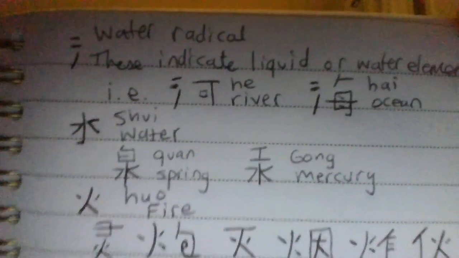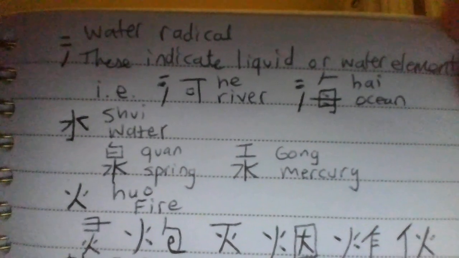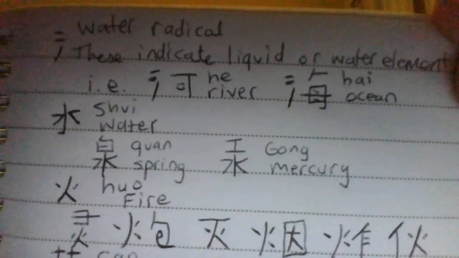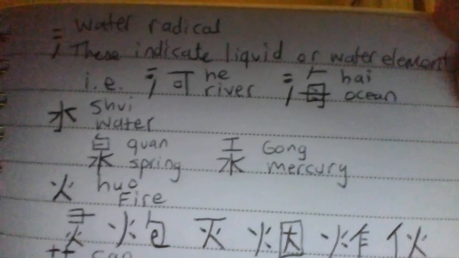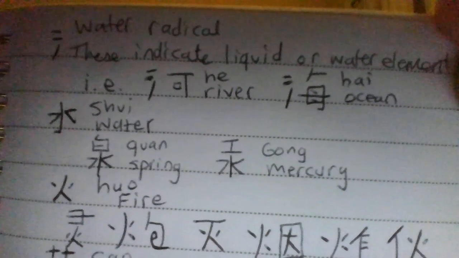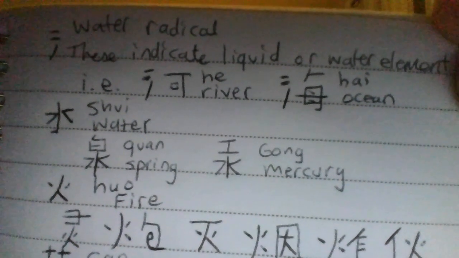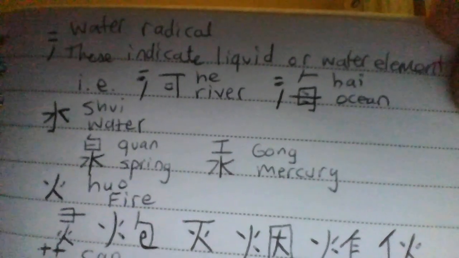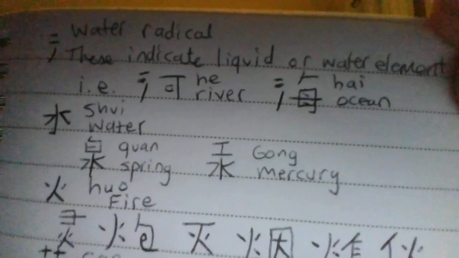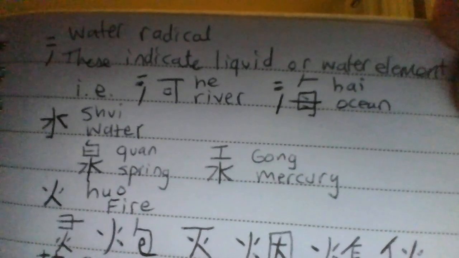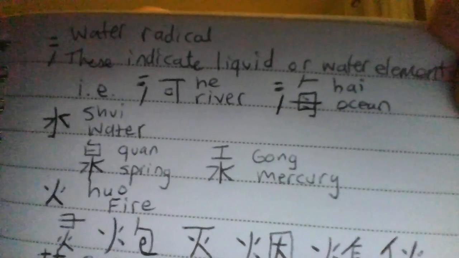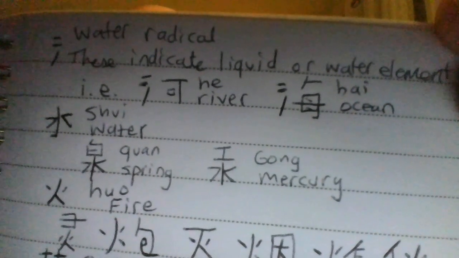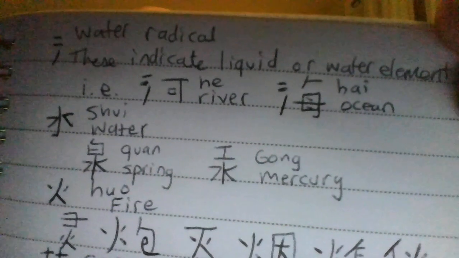On the right is the water radical, and you can see that the water radical is actually present. It is half the character of he, which is river. So when you see the water radical, you already know that it has to do with water. Same thing with ocean. Ocean also has the water radical on the right side. Half of it is telling us it is about water, and then we just have to memorize the other half of that character. So that will get us ocean.